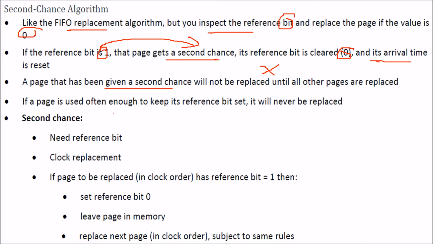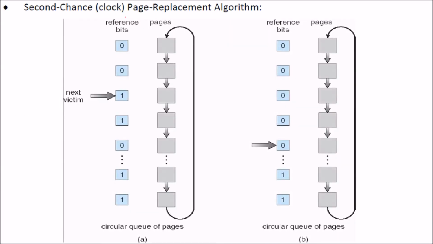So if the page is used often enough to keep its reference bit set, it will never be replaced. This second chance algorithm needs a reference bit, as I just indicated. We have a clock replacement. If the page to be replaced has reference bit 1, then we set the reference bit to 0. We leave the page in memory and we replace the next page in clock order, subject to the same rules. This is a second chance: if it is 1, reset the value and give it another chance, so that others can complete, and then this should work.